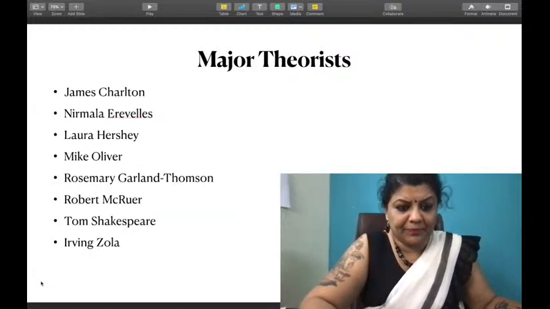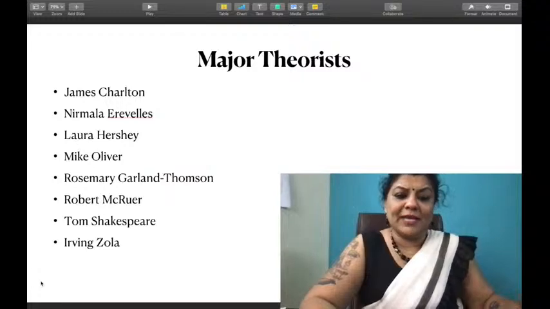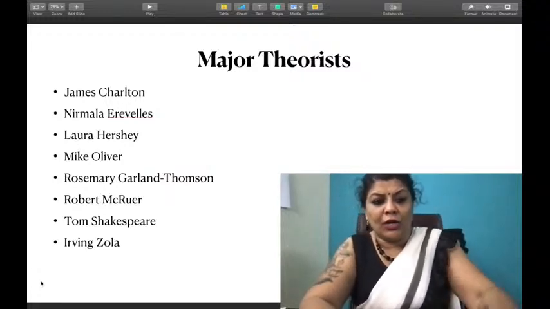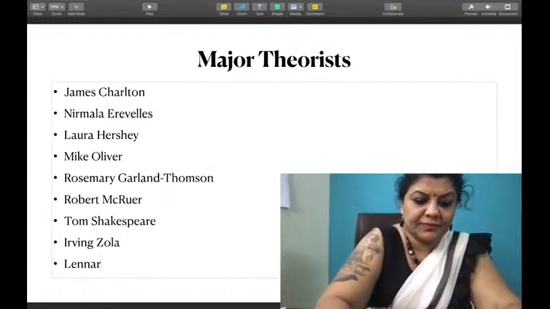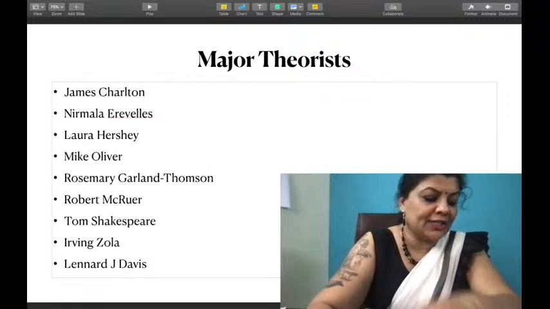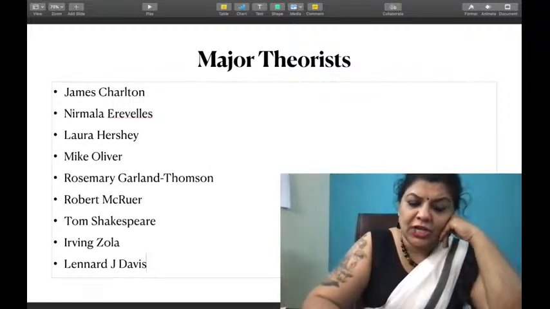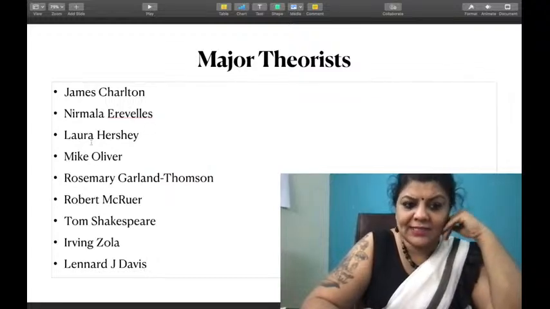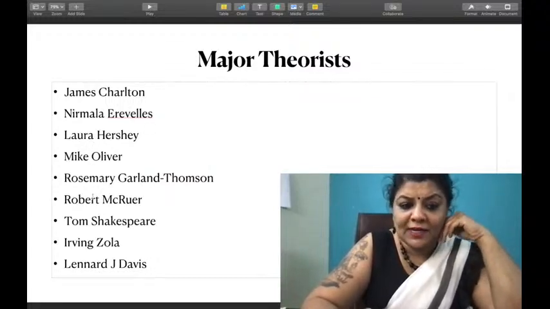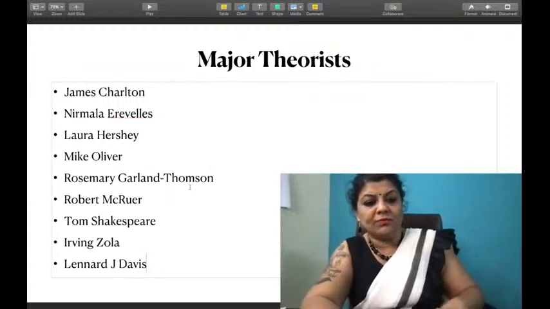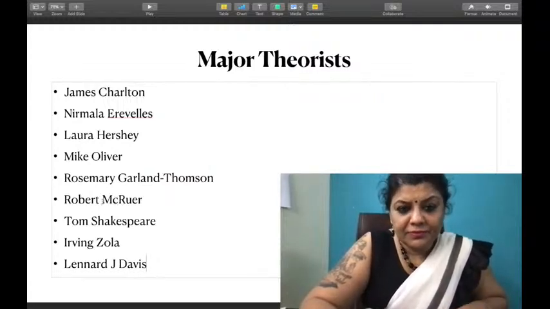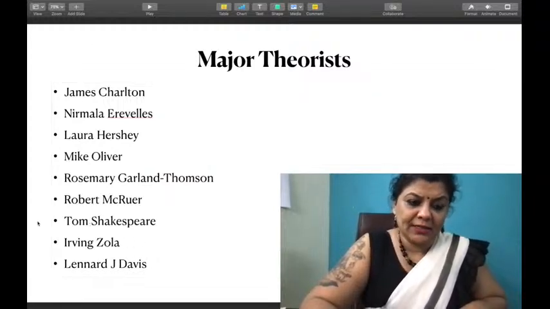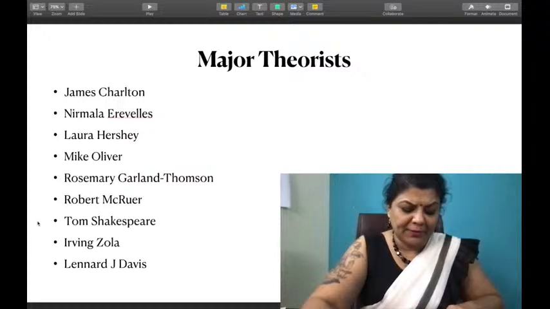into the mainstream. So here are some of the major theorists. I have not included all. Some of them: David Halperin, Leonard J. Davis, I will add because I forgot to mention Leonard J. Davis. James Charlton, Nirmala Erevelles, Laura Hershey, Mike Oliver, very famous is Rosemarie Garland-Thomson. Robert McRuer is associated with the crip theory that I mentioned. Robert McRuer, Tom Shakespeare. Please read up these theorists and you will get very important ideas.